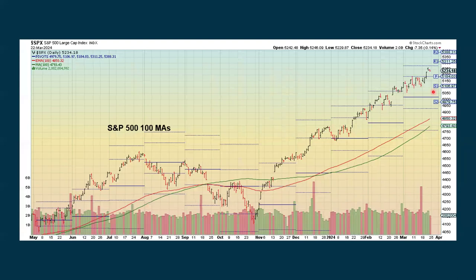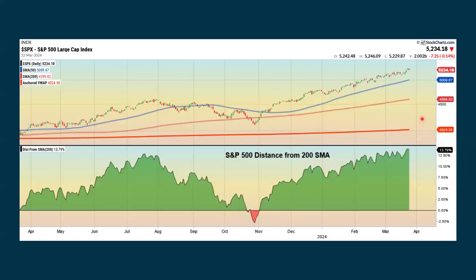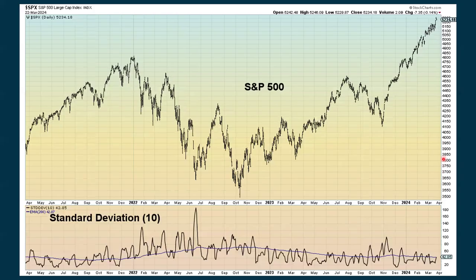We also look at a 100-period moving average study. This is more intermediate to long-term, and we're well above both of the moving averages here. And then we also measure how far above are we from the 200-day simple moving average. As of Friday's close, we're 13.79% above the 200-day moving average.